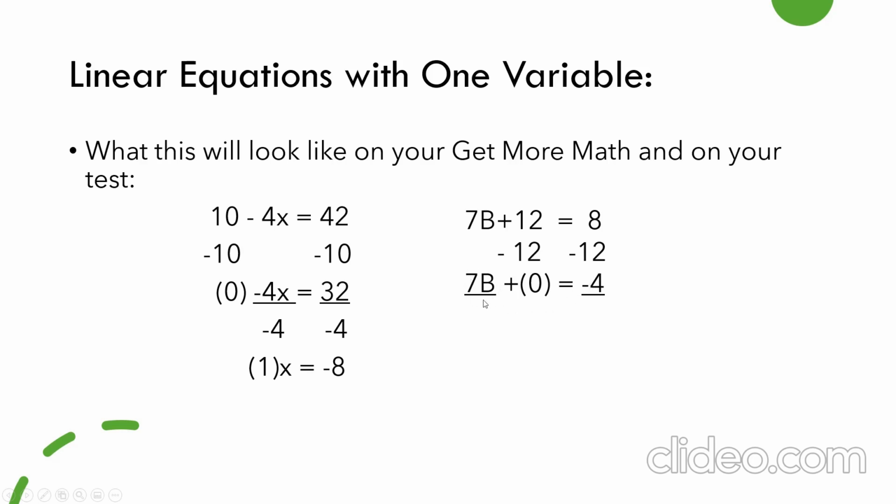Next up, we have to reduce our variable to a single variable. So it's currently 7 times b. So the opposite of multiplying by 7 is going to be dividing by 7. So we divide both sides by 7, giving us b, or 1b, is equal to -4/7.